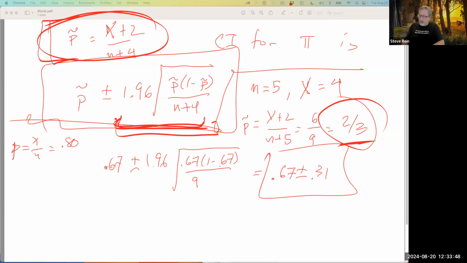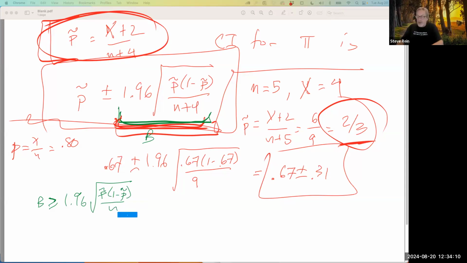Okay, and the trick is, let's take our overall margin of error. Let's set that capped at B. So we want B to be an upper bound on the margin of error. So B should be greater than or equal to 1.96 times the root of p tilde times 1 minus p tilde all over n. And I can now solve for n.